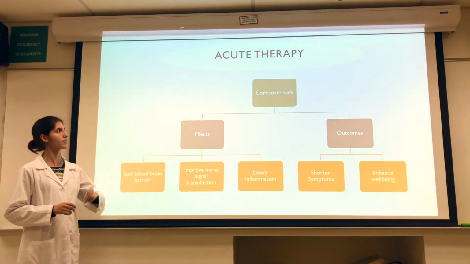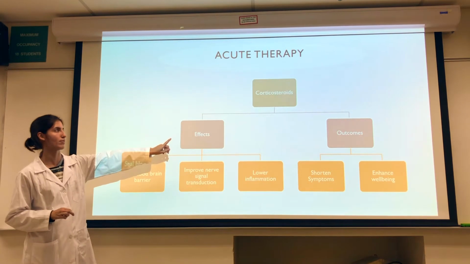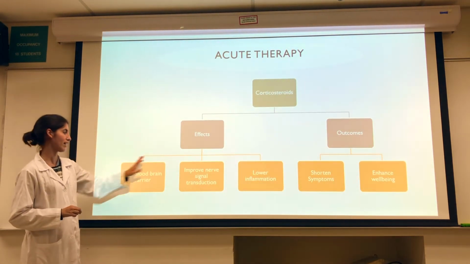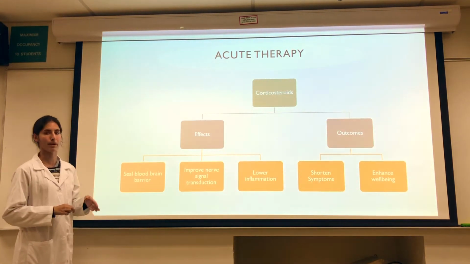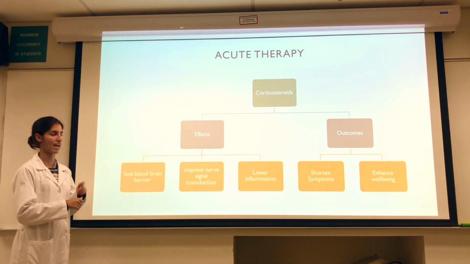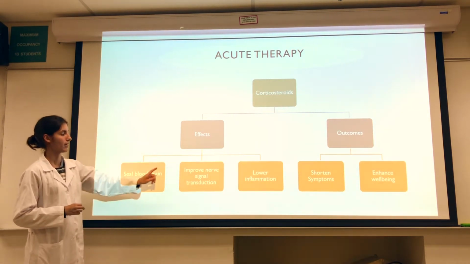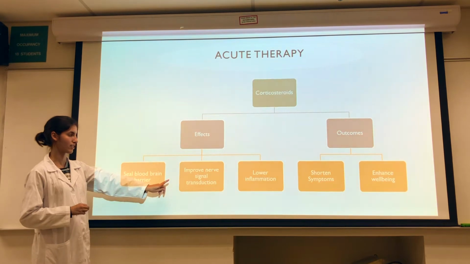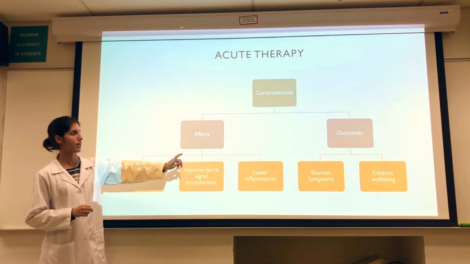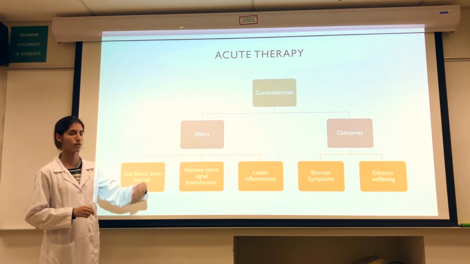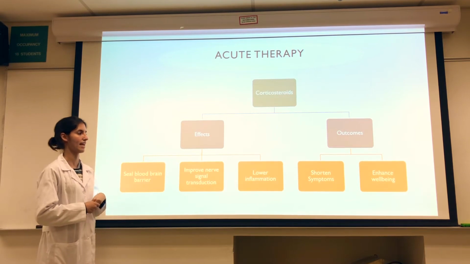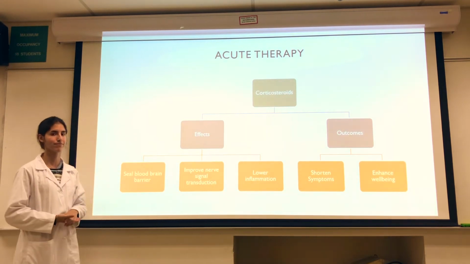Treatments. There are 2 types. The first one is acute therapy, which involves corticosteroids. The effects are that it seals the blood-brain barrier, so those autoreactive T and B cells can't cross that barrier. They improve nerve signal transduction, and they lower inflammation. The outcomes of these effects are that it shortens the symptoms of MS as well as enhances the overall well-being.